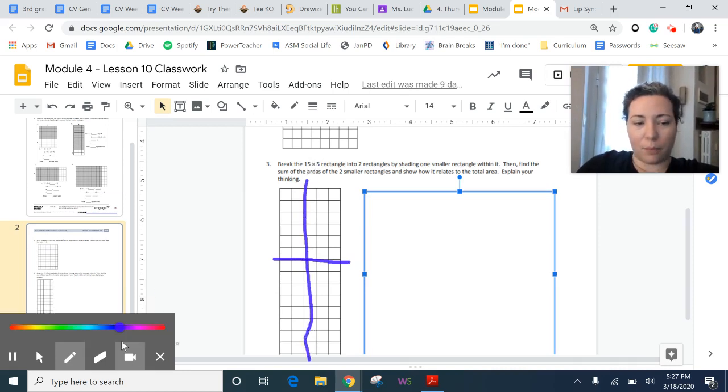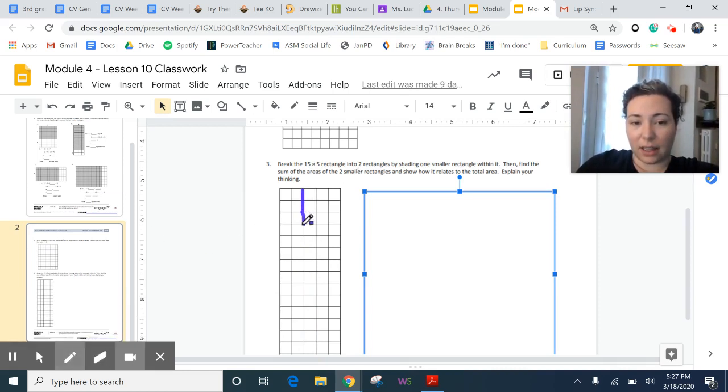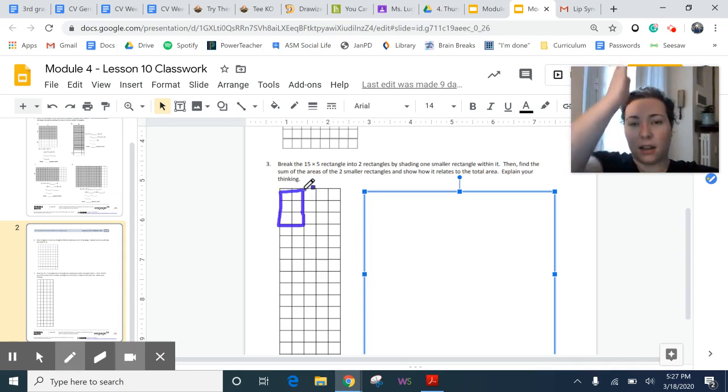It's up to you. One thing I do want to let you know, though, is it's not saying shade in a smaller rectangle like this. Okay, it has to be completely all the way down the middle somewhere or all the way across the middle this way. All right, I hope that makes sense.